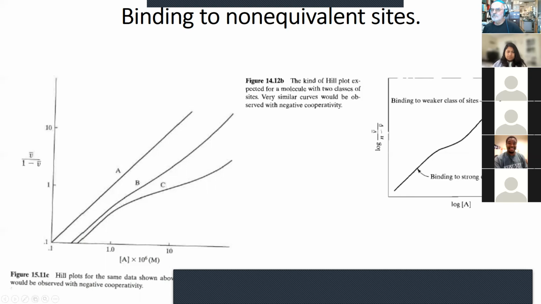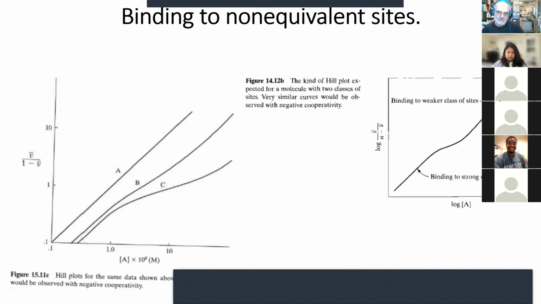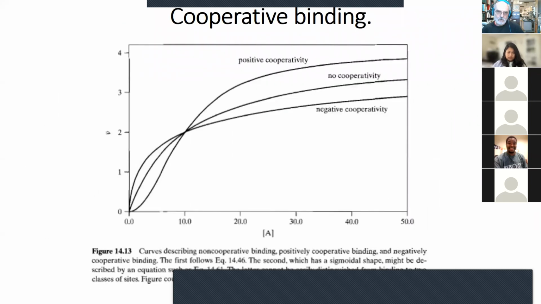Okay, this downward inflection gives you the fact that there are two classes of sites, high affinity sites and low affinity sites. We're going to talk about this in a little more detail in a second, and I'll come back to this to make sure you understand what we're doing.